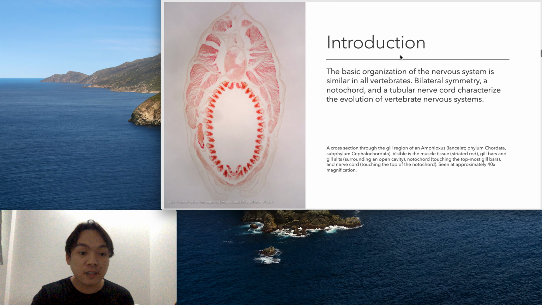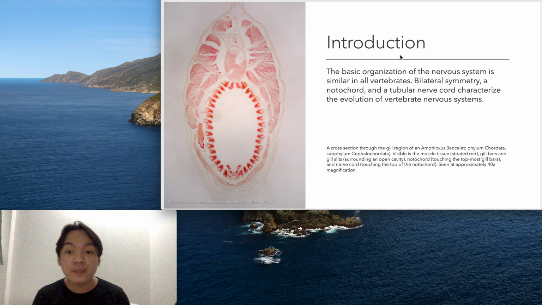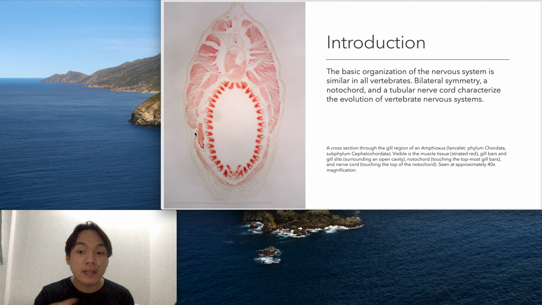So for vertebrate nervous systems, it's very obvious that bilateral symmetry, a notochord, and a tubular nerve cord characterize the evolution of the vertebrate nervous system. This is a cross-section in the gill region of an amphioxus, a lancelet from phylum Chordata, at 40x magnification.